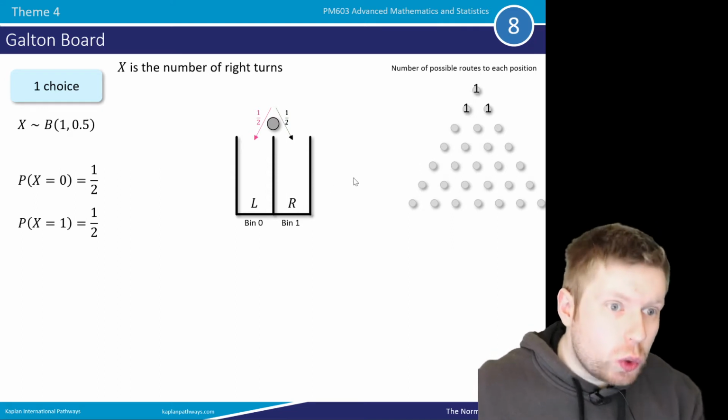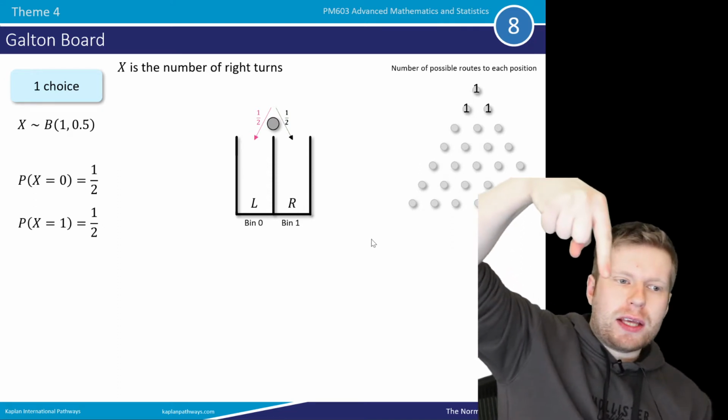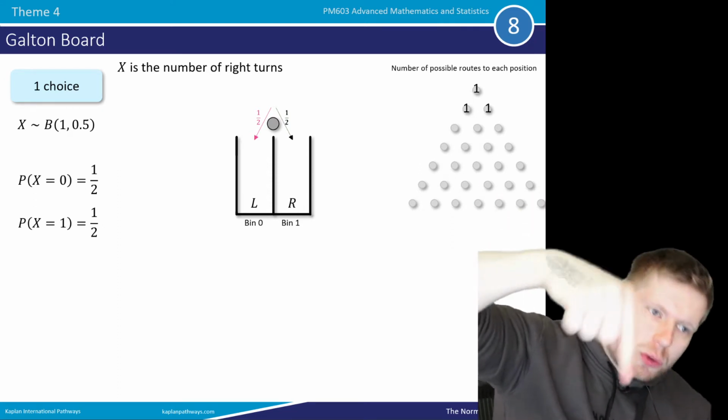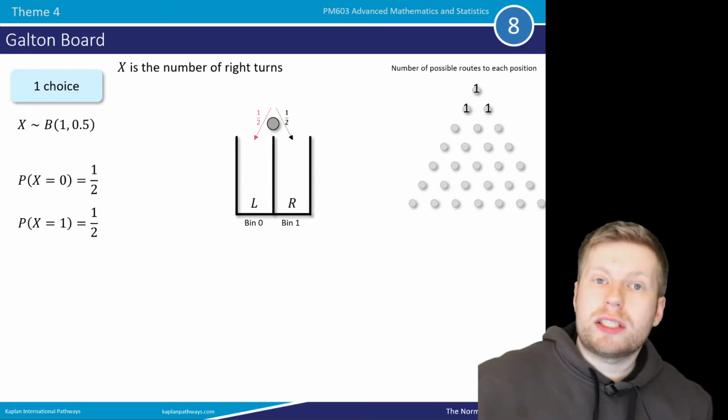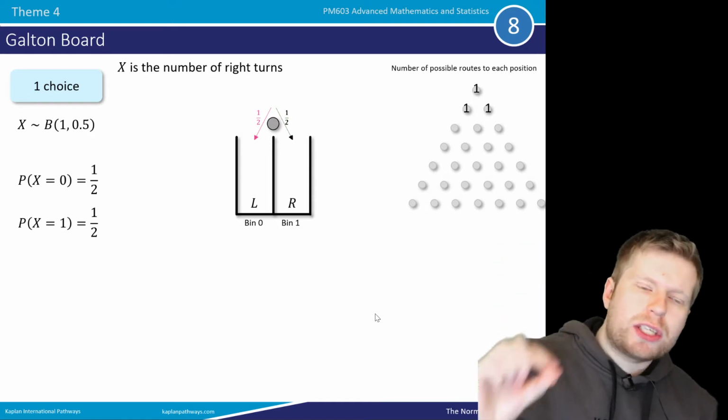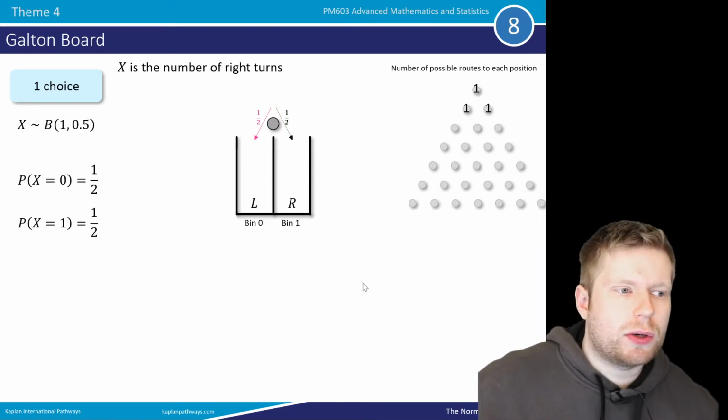Now let's do it with 2 choices. So in other words, it drops, it makes a choice, it either goes left or right, then it drops into another row, and whatever pin it's at, it then has a choice, it either goes left or right. So in other words, there's 2 choices it has to make. Each ball is going to reach 2 pins, okay, and make 2 choices.